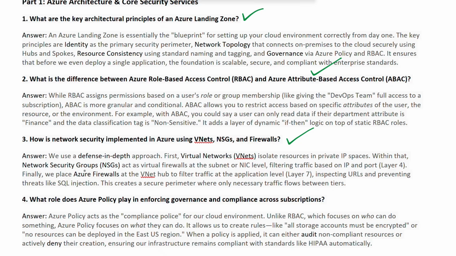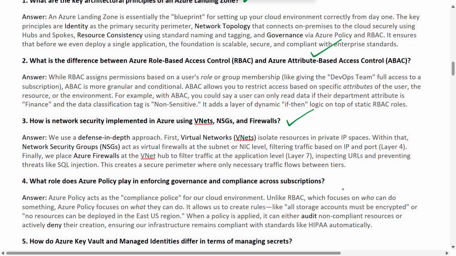So within that, the network security groups (NSGs) will act as virtual firewalls at the subnet or NIC levels. Here the filtering of traffic is based upon the IP as well as the port, which works on layer 4. Finally, we place the Azure Firewall in the VNet hub to filter the traffic at the application level, which is layer 7, inspecting the URLs and preventing threats like SQL injection. So this will basically create a secure perimeter where only the necessary traffic flows between the tiers.